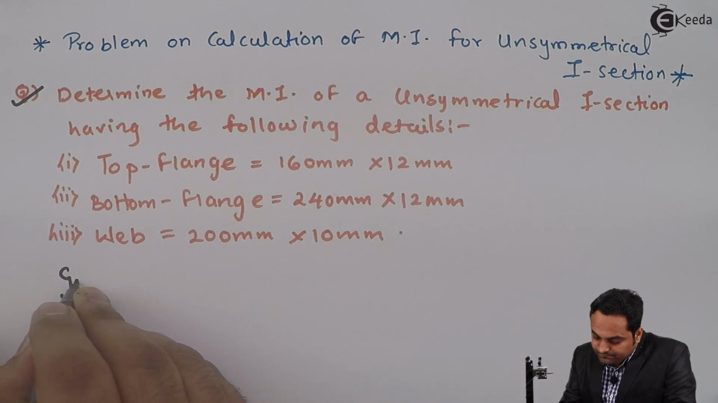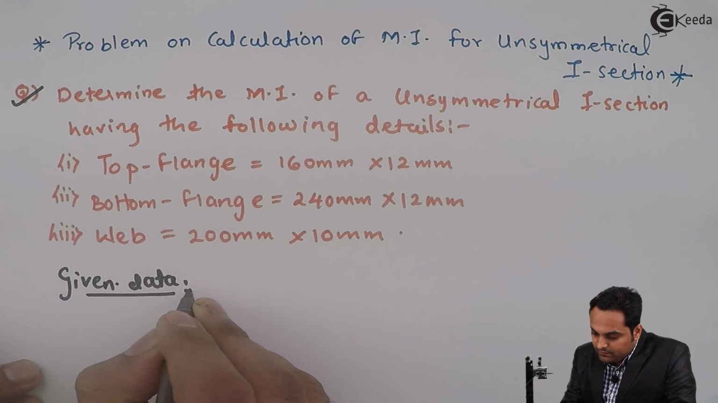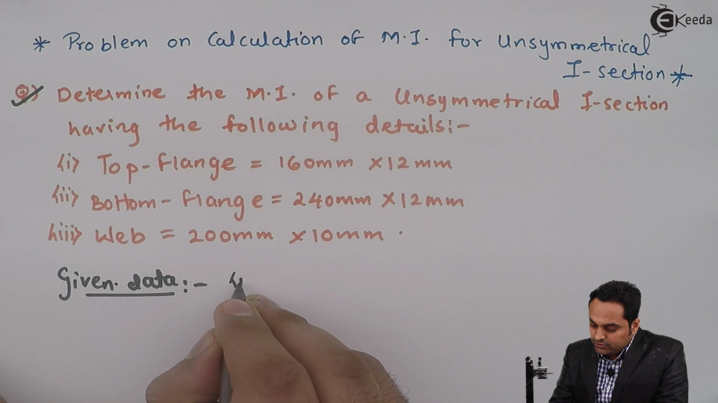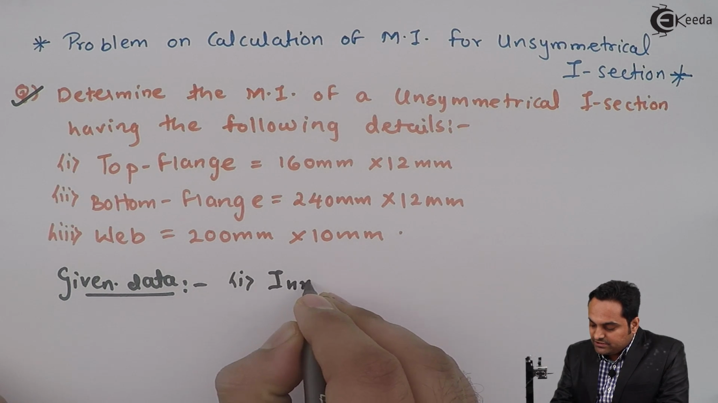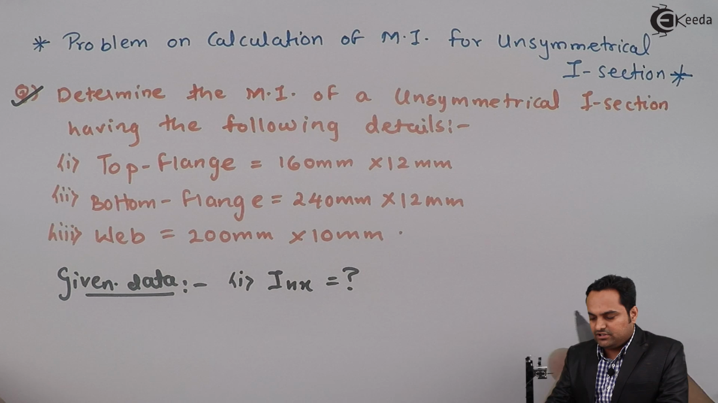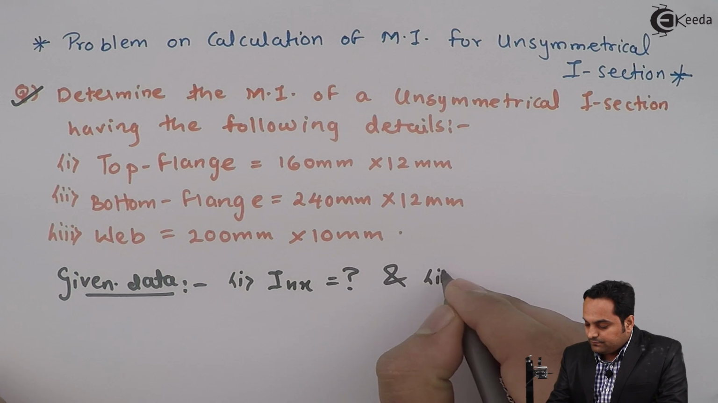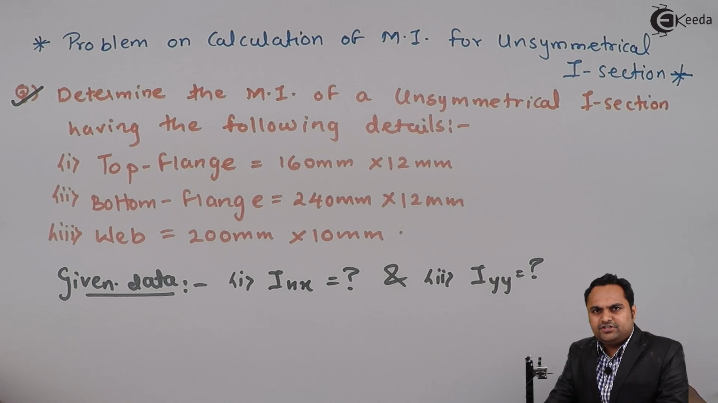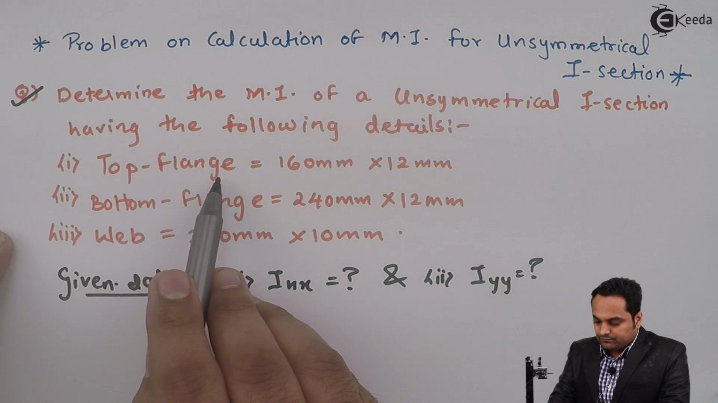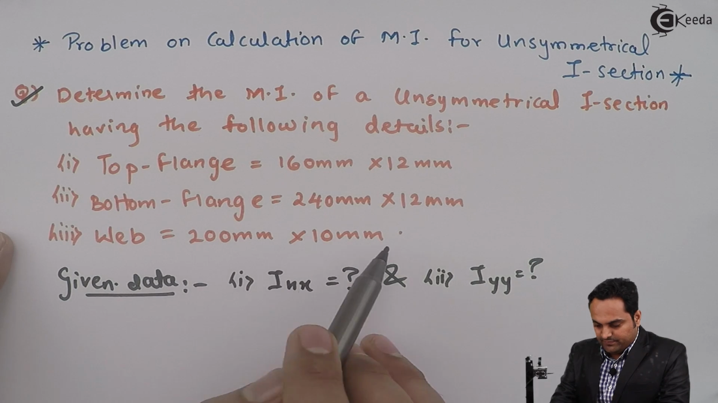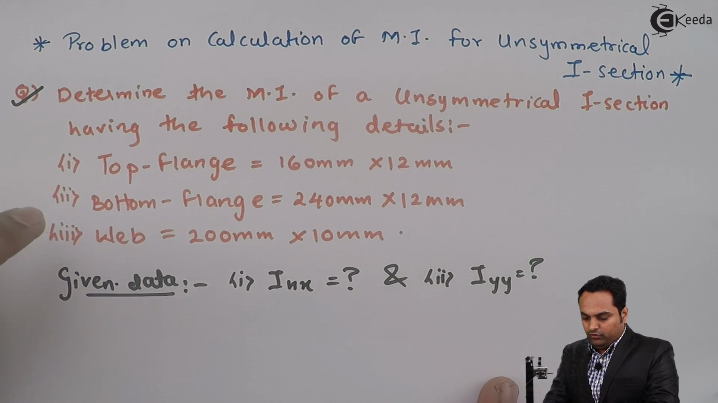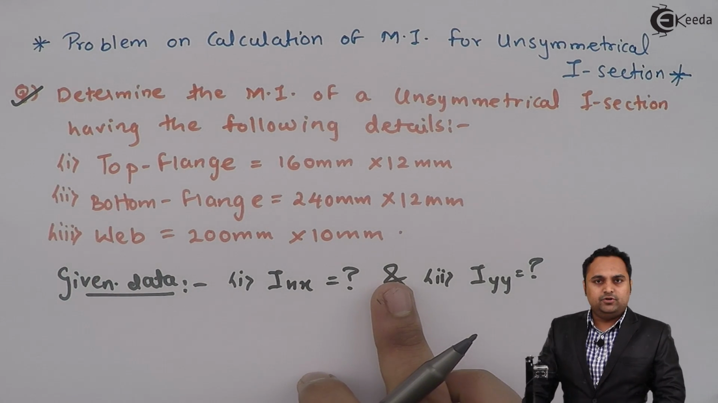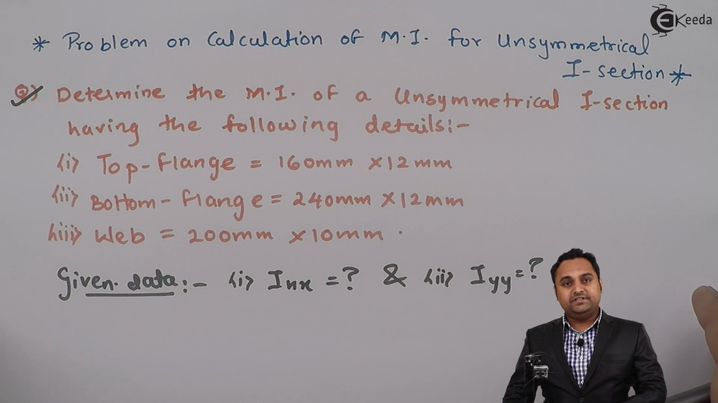Now the question is to determine MI, that is moment of inertia. So here we have to calculate how much is Ixx, moment of inertia about x-axis, and Iyy, moment of inertia about y-axis. Top flange, bottom flange and web dimensions are given. So these dimensions we'll use in the solution part. So let us get started.